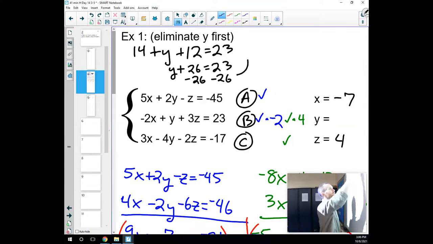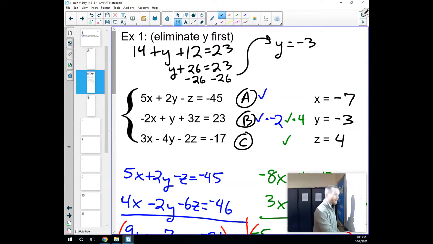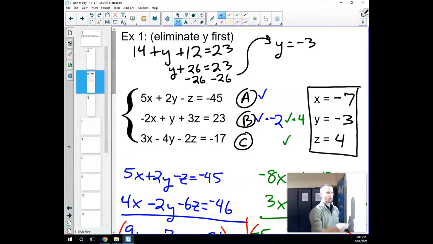I'm running out of space, so we'll put this here. We end up with y equals -3. Oh, that's just our answer. We could have just written it there. Whatever. Y equals -3. And we're all done. -7, -3, and 4. Let's put a box around this just to emphasize that's the answer. I don't want that times 4 in green looking like it's part of the answer.